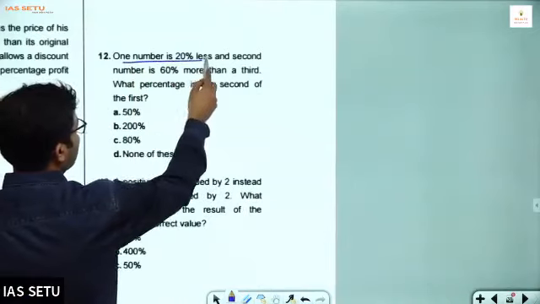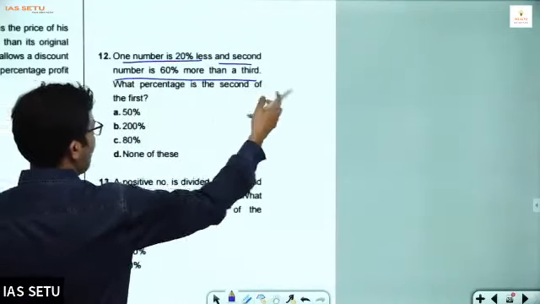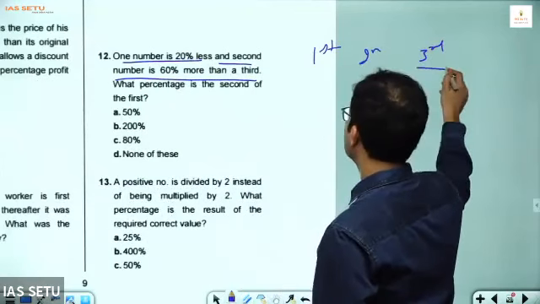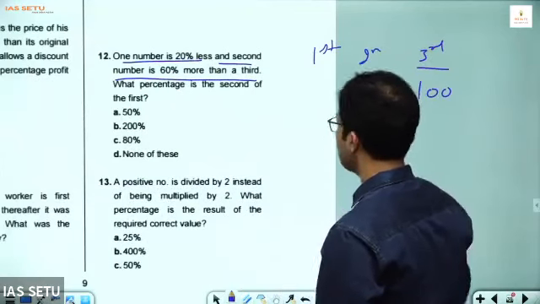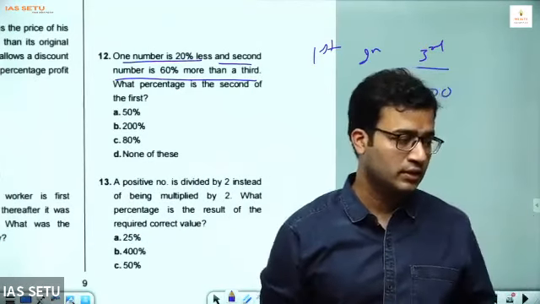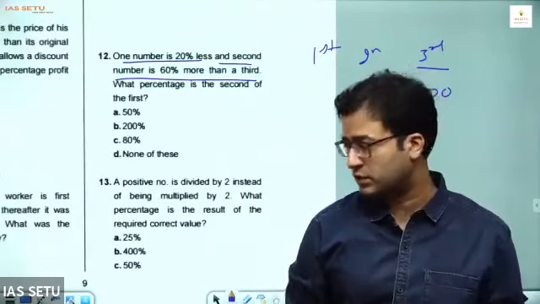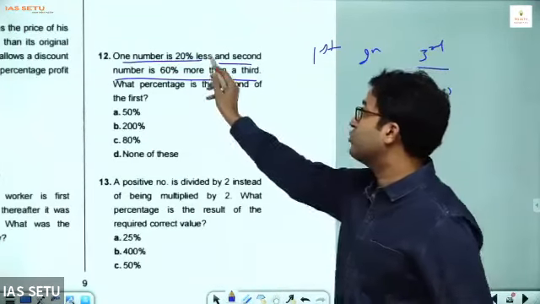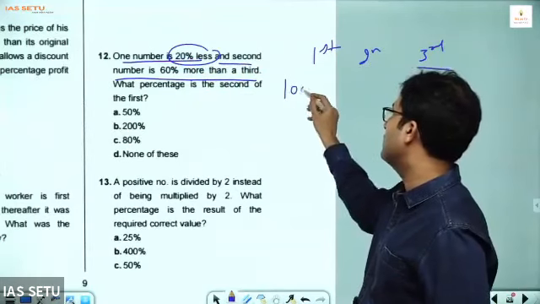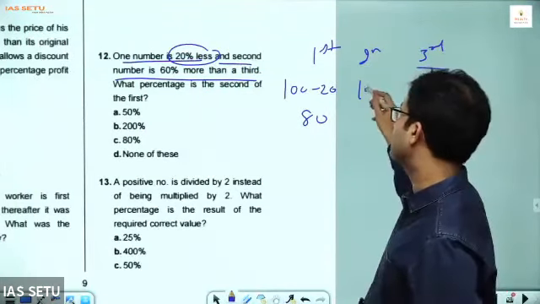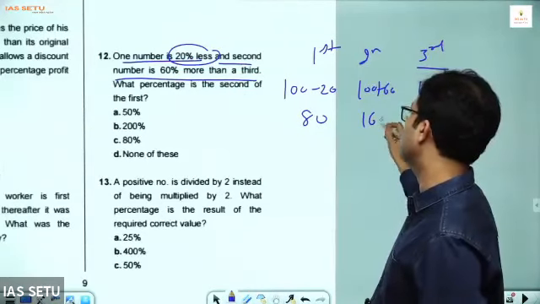One number is 20% less, second number is 60% more than third. First number, second number, third number. Then third, we assume third number 100. If third is mentioned, then third; if second is mentioned, then we assume second; if first is mentioned, then we assume first. Reference we assume 100 or x. It is 20% less, so it is 100 minus 20, so it becomes 80. Second number is 60% more, 100 plus 60, 160.